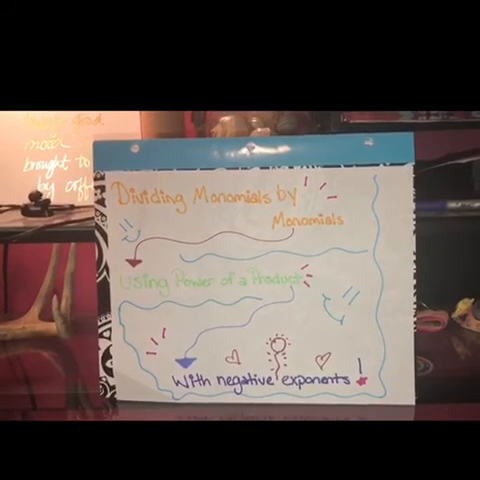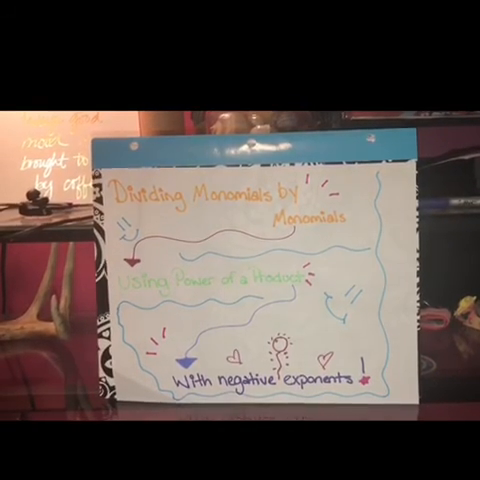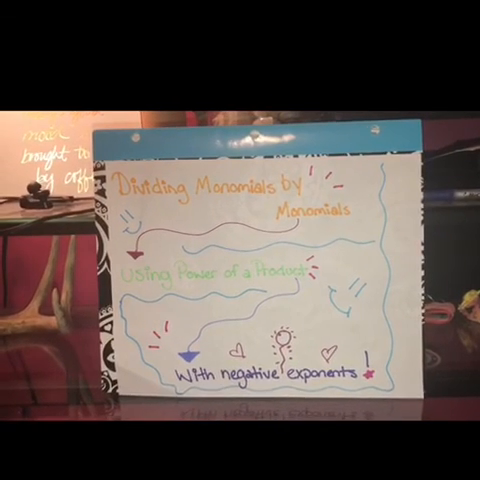That is how you solve a problem when dividing monomials by monomials using power of a product with negative exponents.